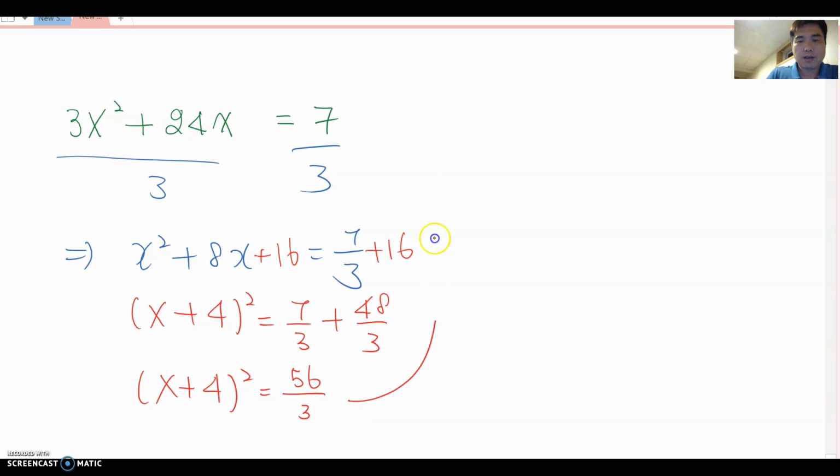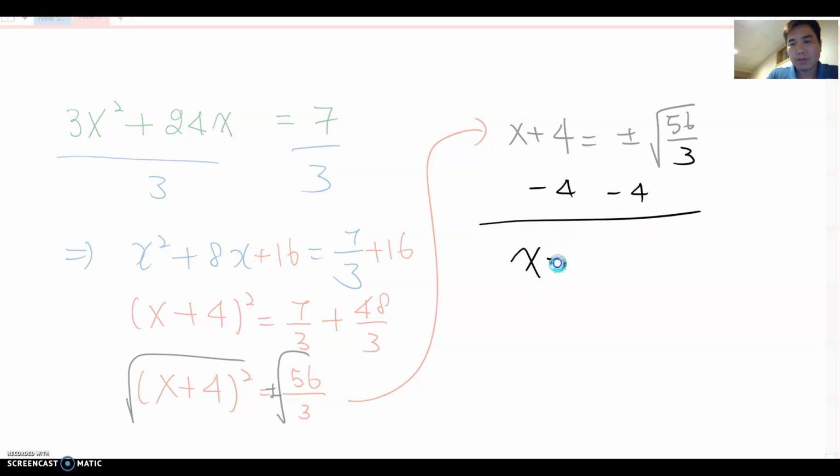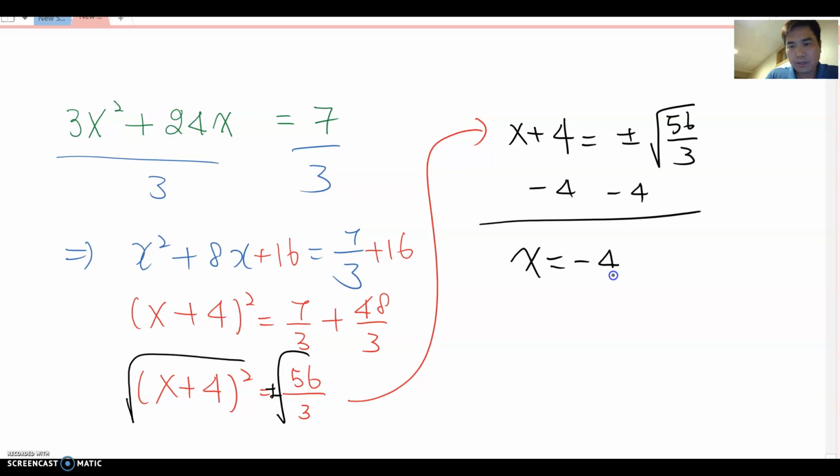Okay, now I continue here. Now we take the square root of both sides, don't forget plus and minus. Then this becomes x plus 4 equal to plus and minus square root of 56 over 3. Now subtract 4 from both sides, then x equal to negative 4 plus and minus root 56 over 3.